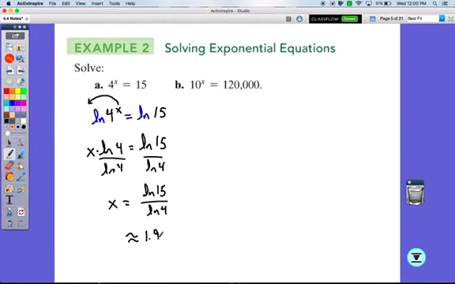All right, so either on a test or on MyMathLab, make sure you see how they want the answer written. If it's a decimal approximation, put it in your calculator. If not, leave it as natural log of 15 divided by natural log of 4.